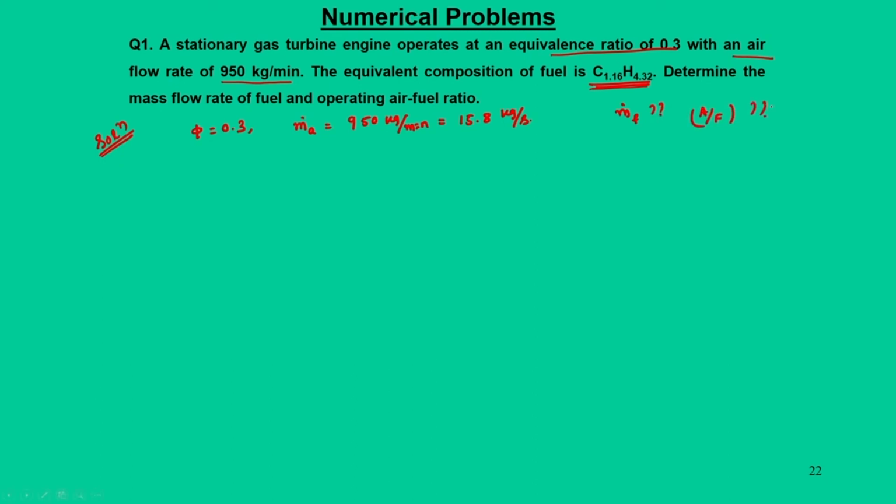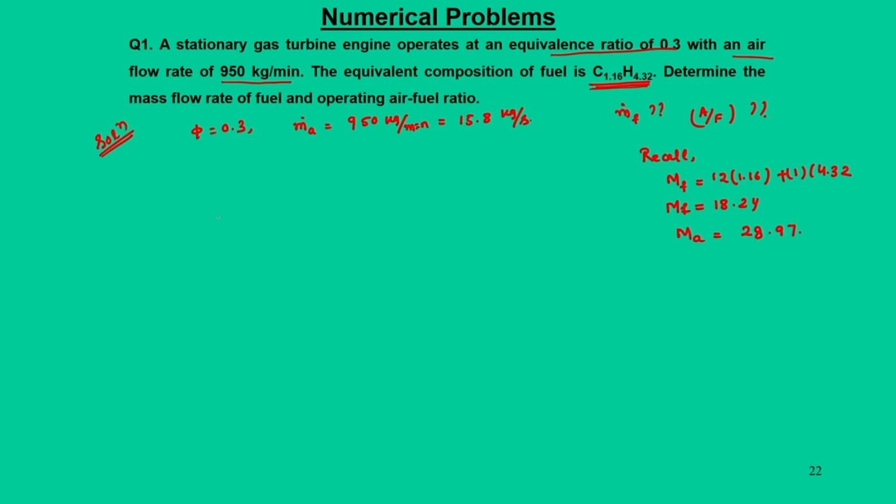These two numbers we need to calculate, and before we do that we need to recall the molecular weight of the fuel. From this equation we can find that this number will be 12 for carbon molecular weight into 1.16, plus hydrogen molecular weight 1 into 4.32, and this number is 18.24. And the molecular weight of air we know is 28.97. So, these two numbers we know.